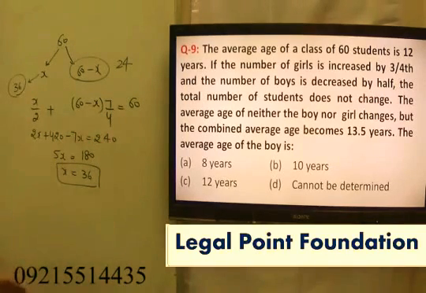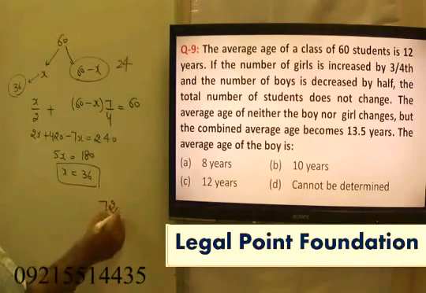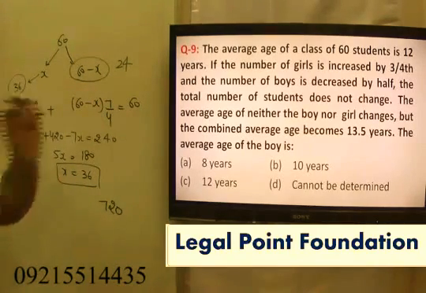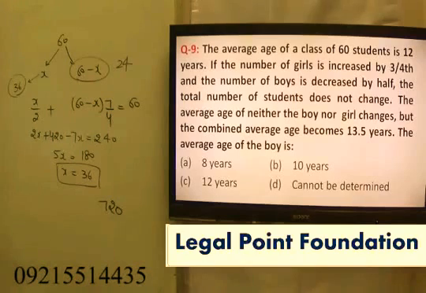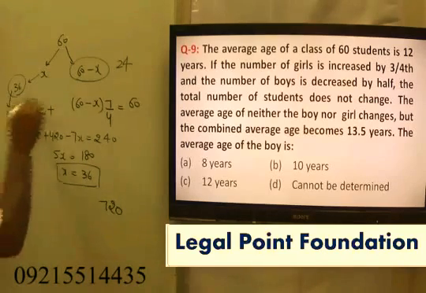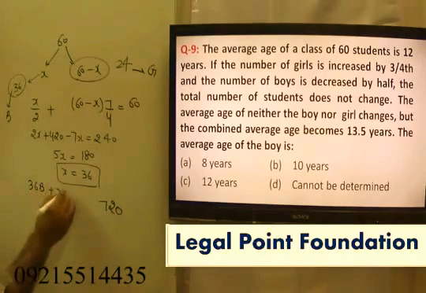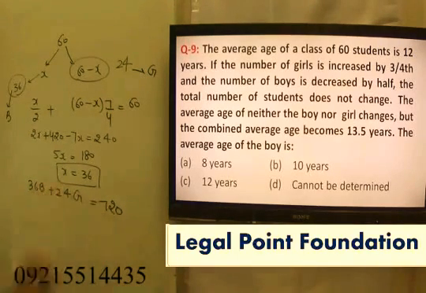First we have boys and girls, okay, and the average age of the class was 12. It means the total age of the class was 720. The average age of neither the boys nor the girls changes, but the combined average age becomes 13.5. Let us say the earlier age of the boys was B and of the girls was G. The first equation we have is 36B plus 24G, and this is equal to 720.